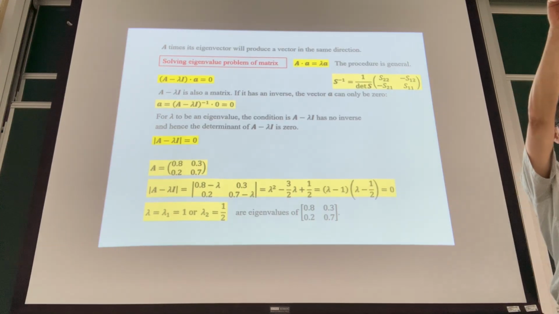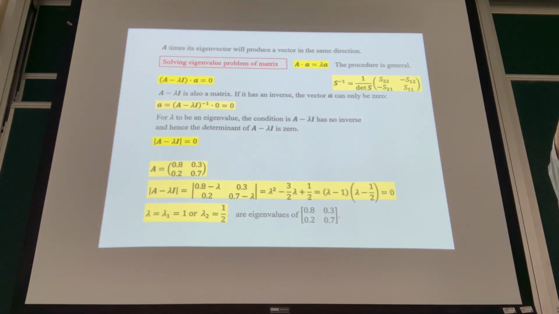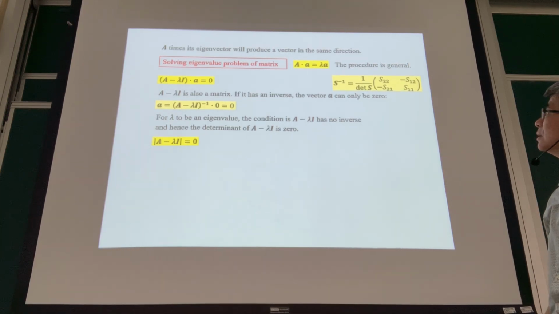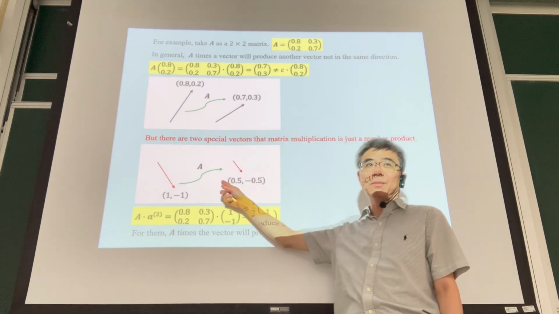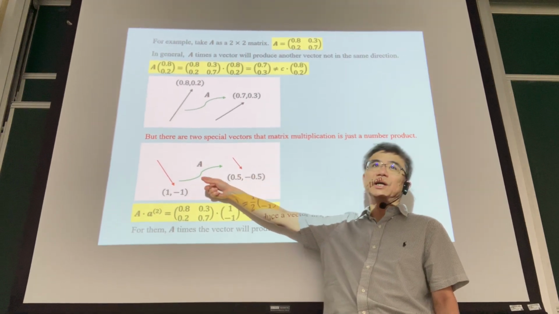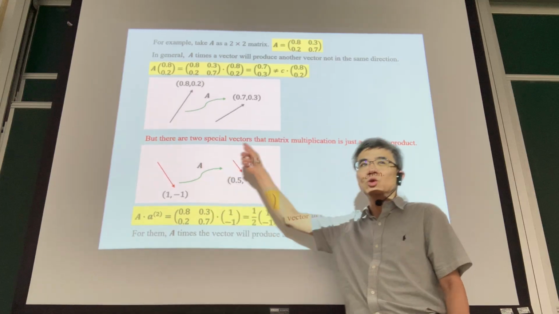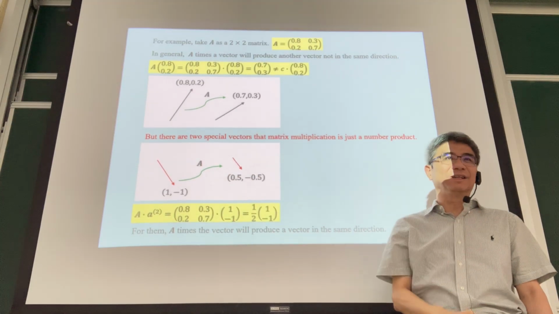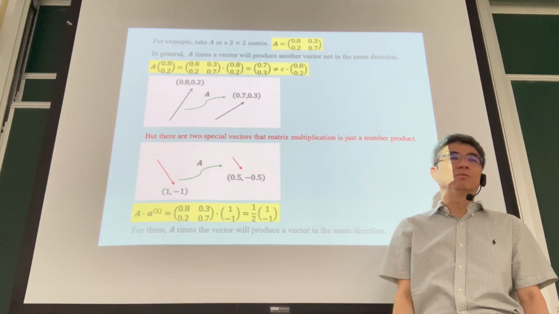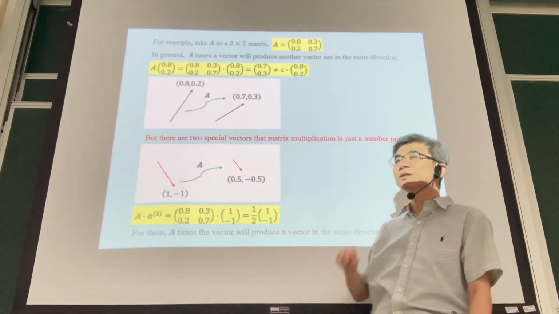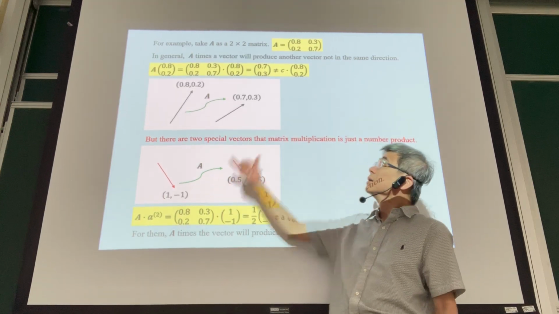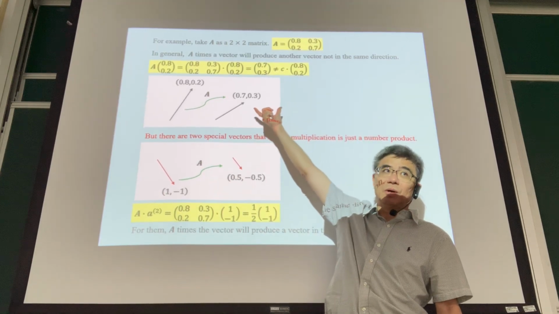Got two solutions. So that means there are two cases, two situations where this thing happens: after multiplication by a matrix, the vector remains the same. Only two possibilities. Lambda equal to 1, lambda equal to 1/2. Only in these two cases will this kind of thing happen. For the rest of the lambda, the upper diagram will happen.